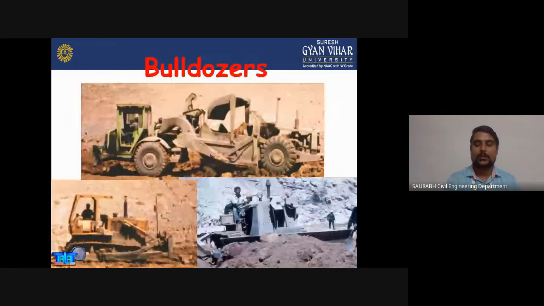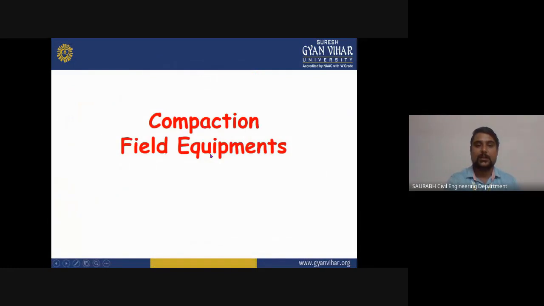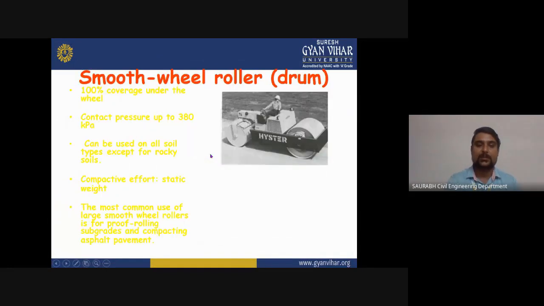Now come to the compaction field equipment, which is very important. As you can see here, this is your wheel roller drum, which gives 100% coverage under the wheel, with contact pressure up to 380, and can be used for all kinds of soil and compactive efforts, static weight. The most common use of a large smooth wheel roller is for proof rolling, subgrade, and compacting asphalt pavement.